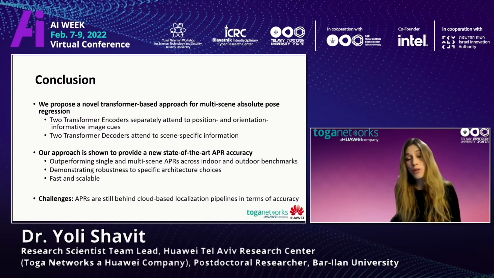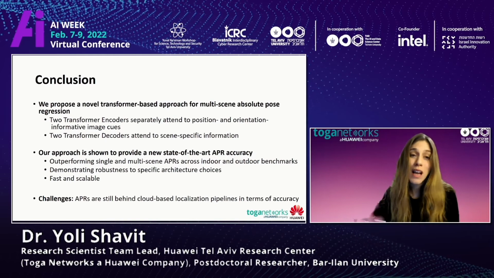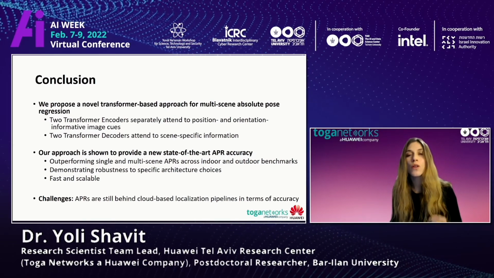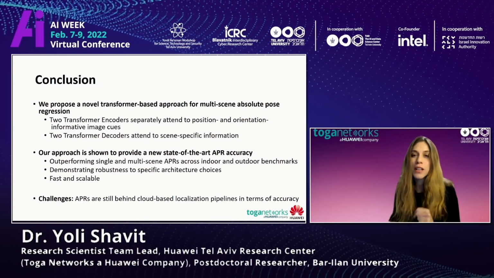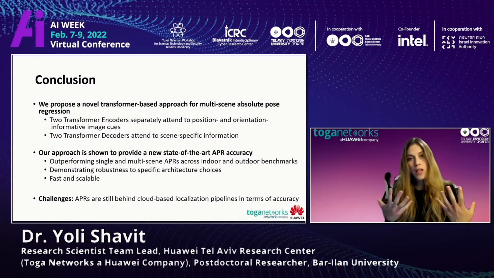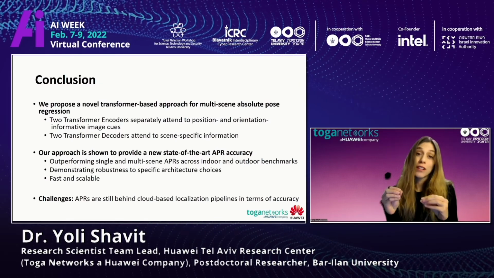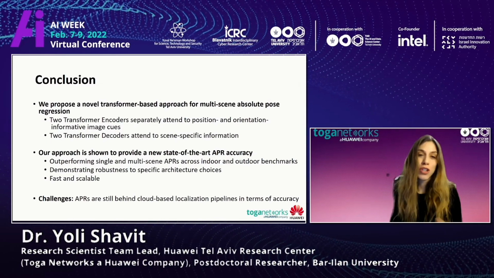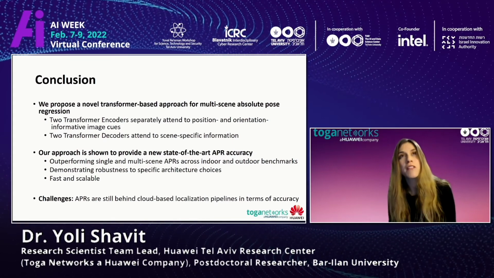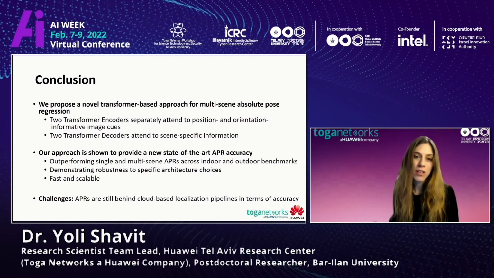So in conclusion, we propose a novel transformer-based approach for multi-scene absolute pose regression. We use 2 transformer encoders to focus on pose informative features. So they separately attend to position and orientation informative image cues. And as you saw in the attention heat maps, it actually attends to features that are intuitively more important for each task. We then use two transformer decoders to attend to scene-specific information and represent these scene latent pose representations.